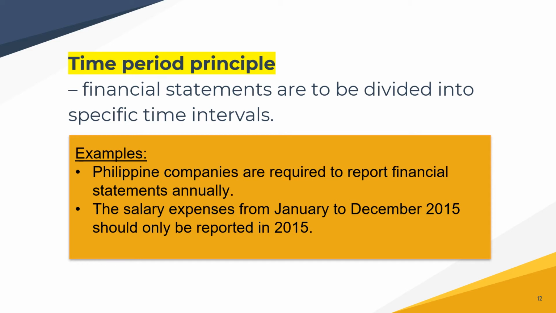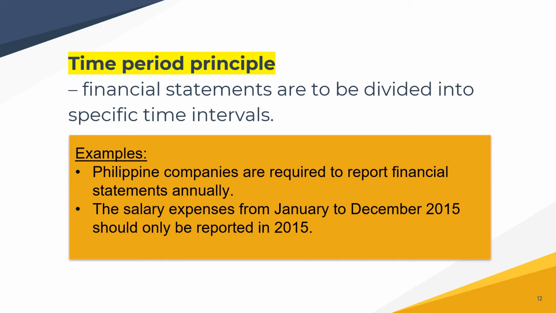Pero kapag naman fiscal year, so other months or other days ending as long as same pa rin, 1 year, so 12 months. So let's say June 1 up to or July 1 up to June 30. So that's a fiscal year. So another example is the salary expenses from January to December 2015 should only be reported in 2015. So itong mga example na to ay under sa time period, meaning yung salary, expenses, or yung income for that certain period or for that certain calendar or fiscal year ay for that calendar and fiscal year lang.